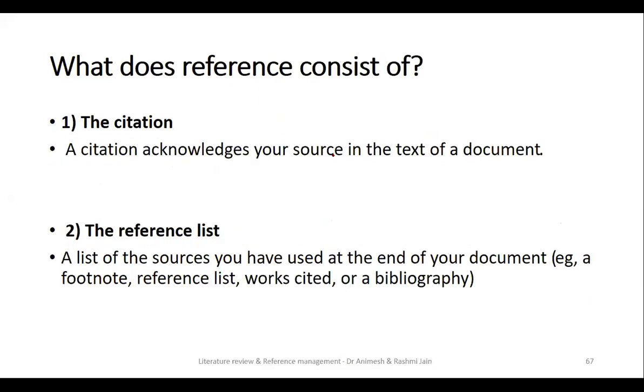Now, what does it consist of? It consists of two parts, citation and the reference list. Citation is nothing but acknowledging the source in the text of the document itself. So when you keep writing, you will write it there itself in brackets or maybe as a superscript. And you will put at the end the sources you have used. So that will be at the end of your document or sometimes as a footnote as well.